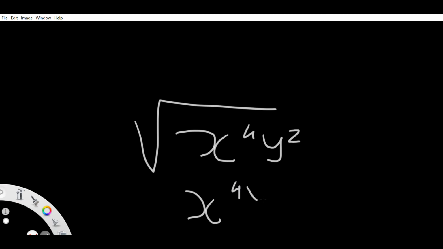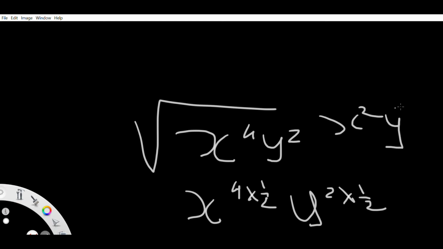Suppose we're given a variable, root x to the power of 4, y to the power of 2. What this basically is, is x to the power of 4 times 1 by 2 and y to the power of 2 times 1 by 2, because whenever you have a square root without any other sign, like a number outside, it would be this. So that should give you x squared y, which is our answer.